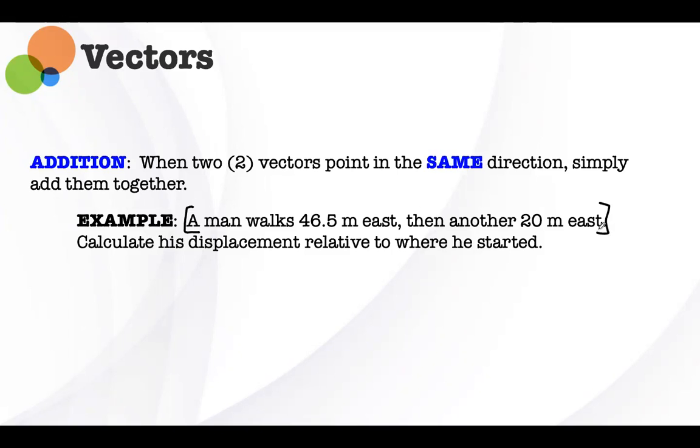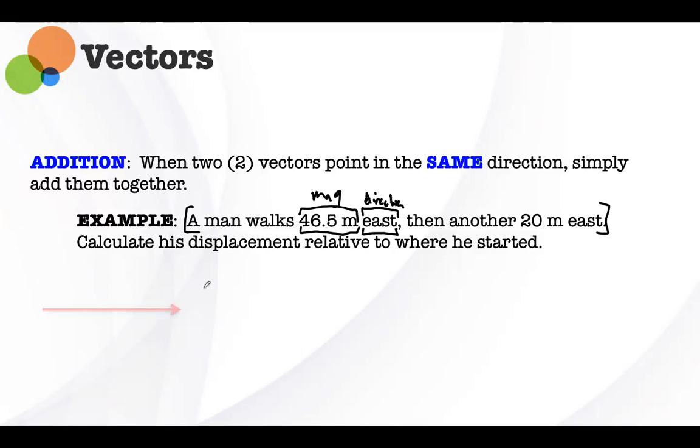Which one would this be? Displacement or distance? Remember, we have the magnitude here and then the direction. So which one would it be? Distance or displacement? So displacement. All right, displacement. So we have the magnitude and we have the direction. Calculate his displacement relative to where he started, right?